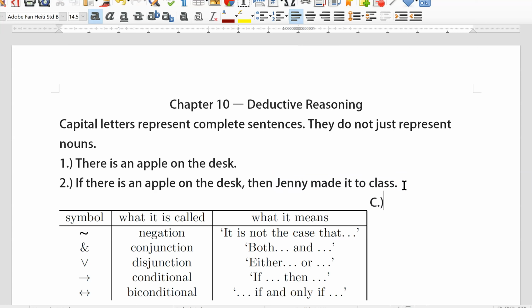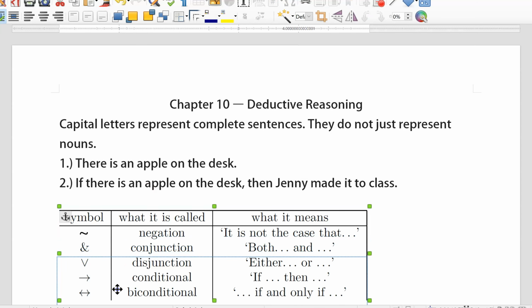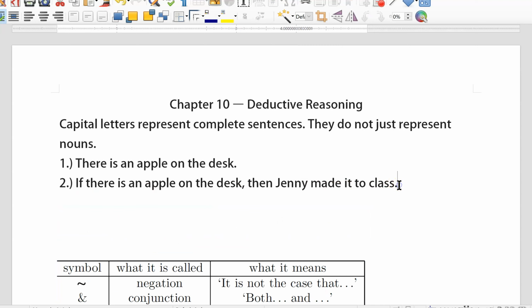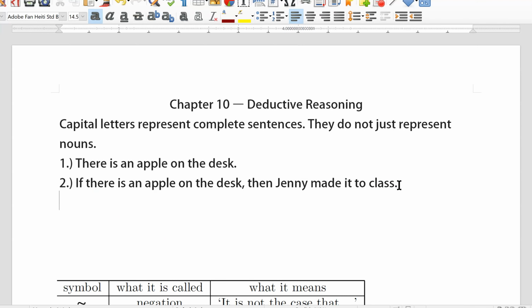So for our conclusion, oh no, that's not what I wanted at all. This needs to go down. I thought it would just go down on its own. Sorry, y'all. Okay. Now it's doing it. So for our conclusion, which I don't have a keyboard shortcut for that other thing, I'm going to continue to indicate it with a C. For our conclusion, we have Jenny made it to class.